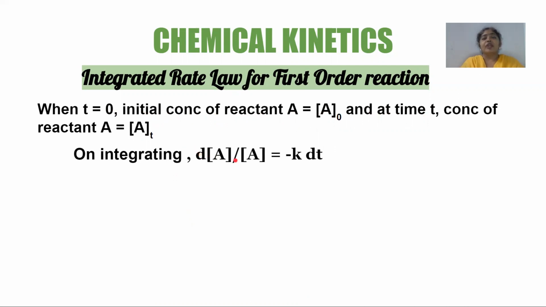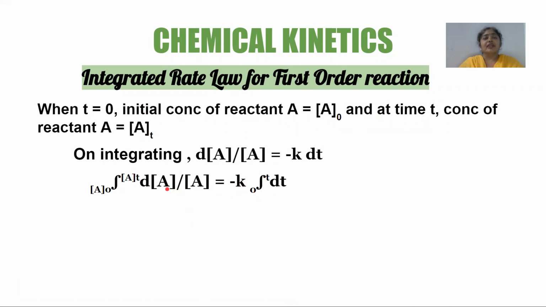So let us integrate the differential equation, that is dA upon A is equal to minus K dt. When we apply the integral from the limits A0 to At for dA upon A, this is equal to, K is a constant here, so we keep K out of the integration. So I have minus K integral dt from the limits 0 to t.